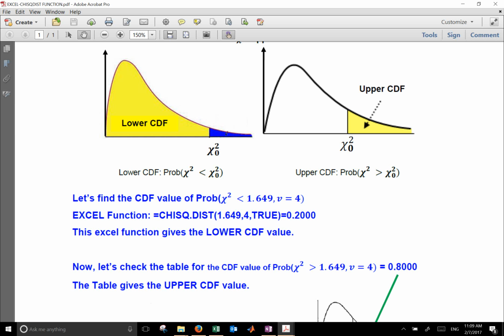Am I making sense? Any further questions? Yes? Okay, so that's the difference between lower CDF and upper CDF. Excel gives us the lower CDF values, but the book gives us the upper CDF values. But if we know the mechanisms, no matter what kind of CDF they give us, I know which it is. I mean, they have to specify, right?